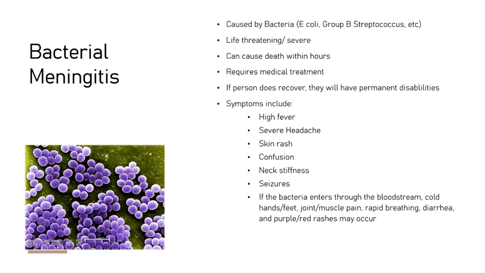Another type of meningitis is bacterial meningitis. It's caused by bacteria such as E. coli, Group B Streptococcus, and other types of bacteria. This type of meningitis is very life-threatening and very severe and can cause death within hours. It requires medical treatment, and if someone does recover from bacterial meningitis, they will have permanent disability.